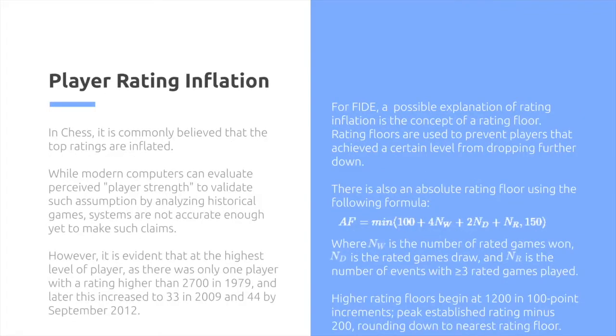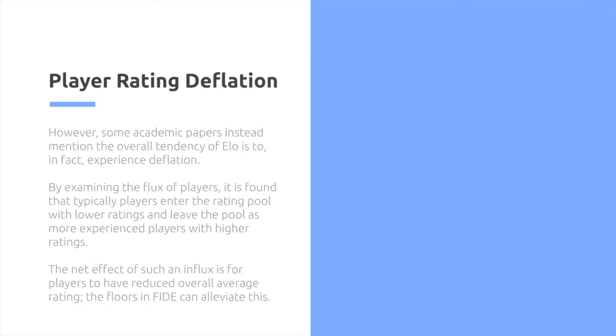In chess, it is commonly believed that the top ratings are actually inflated. Modern chess computers can evaluate perceived player strength to validate such assumptions by analyzing their historical games. The systems aren't accurate enough yet to make such claims. However, it is evident at the highest level of players, as there was only one player with a rating higher than 2700 in 1979, and now there are 44 by September 2012.